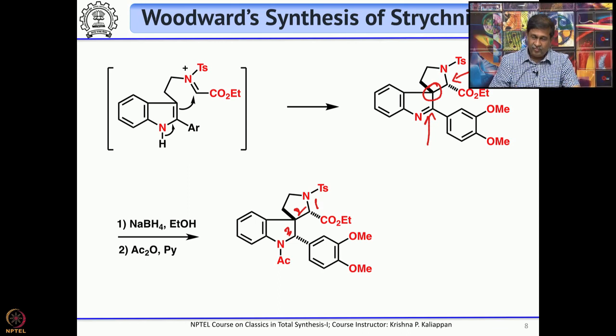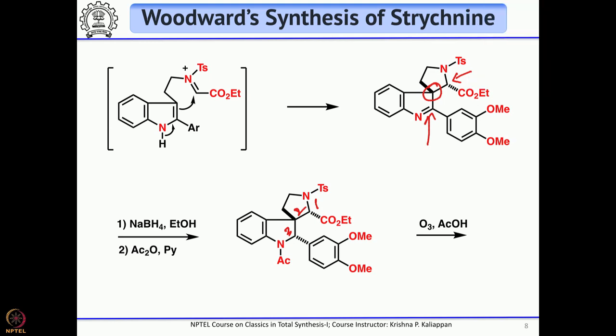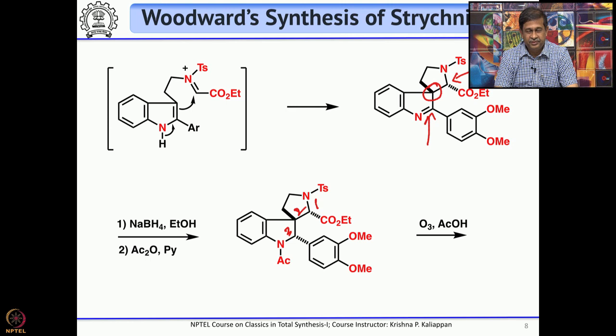Next step, he did Wacker analysis. Guess what would have happened? When you do Wacker analysis of this, what would have happened? Are there double bonds? No. You have two aromatic rings, isn't it? You have two aromatic rings. More substituted double bonds will be cleaved under Wacker analysis condition.